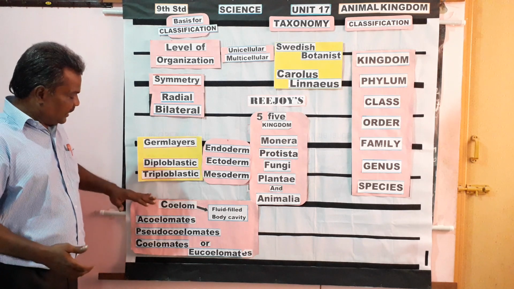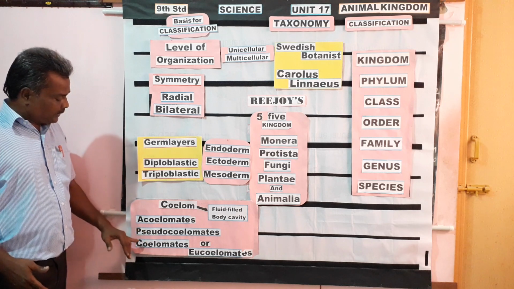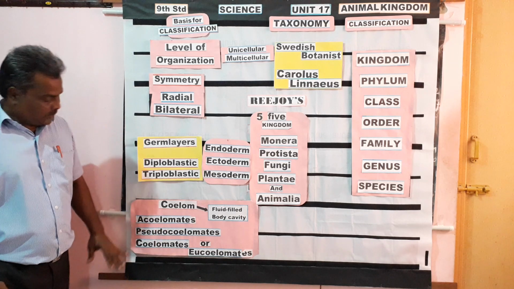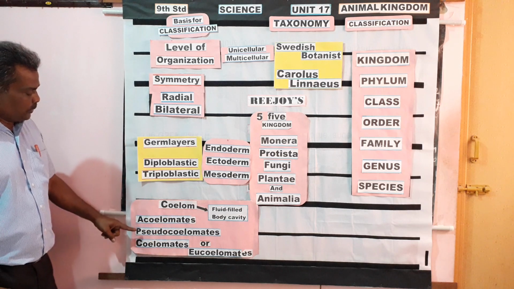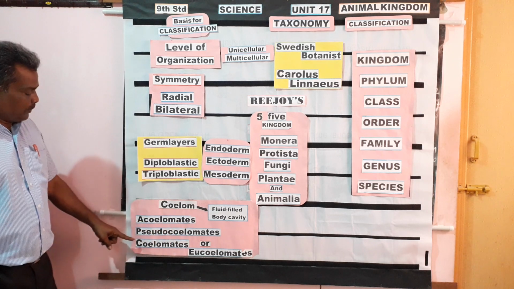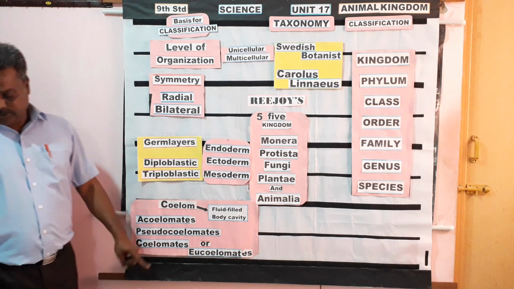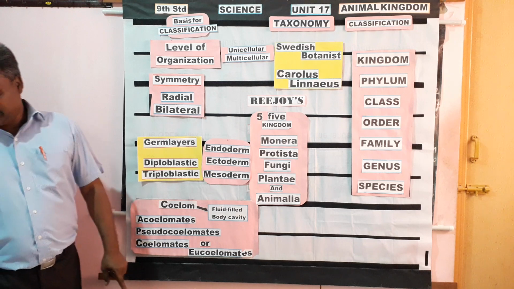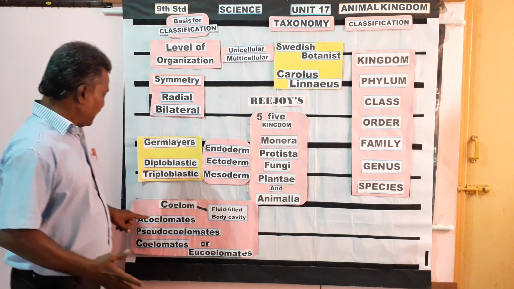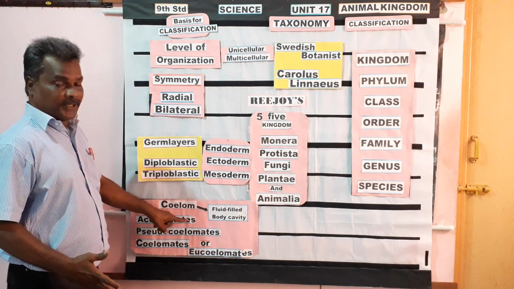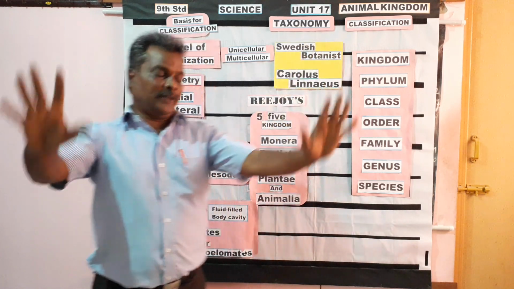Okay, according to the presence of coelom, we can divide animals into three groups. Number one, acoelomate. Number two, pseudocoelomate. Number three, coelomate or eucoelomate. First, acoelomate. Acoelomate means having no body cavity. That means the animals which are acoelomates do not have any body cavity. Simply no body cavity.